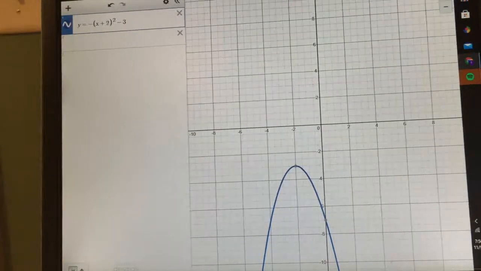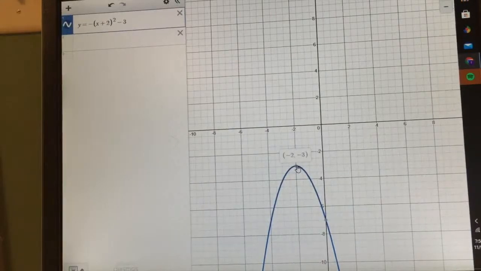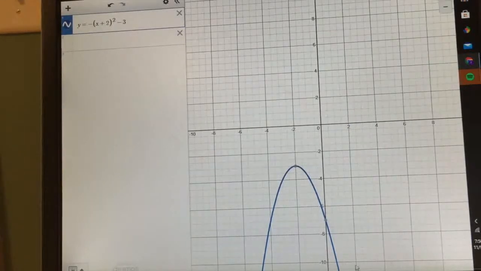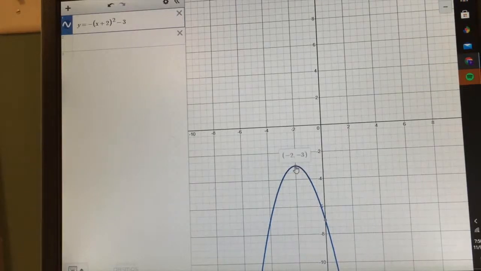This function is increasing until we get to the vertex from the left. So it's increasing from negative infinity until we get to negative 2. And then it's decreasing to the right of that. So it's decreasing from negative 2 to infinity. And then another thing I didn't mention, the maximum of this quadratic equation or this parabola is the y value of the vertex. So the y value of the vertex is negative 3. So that's the highest point on the graph. So our maximum would be negative 3.